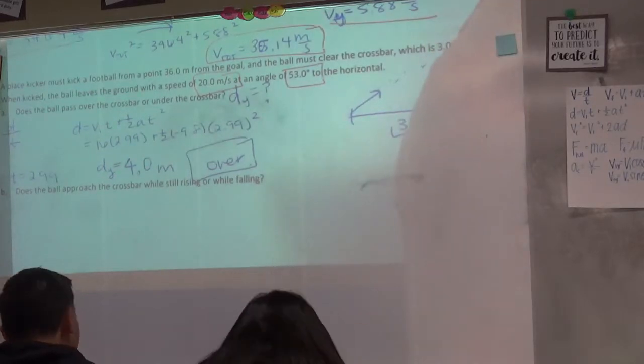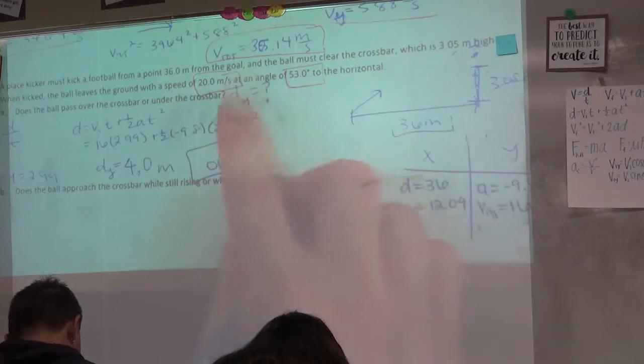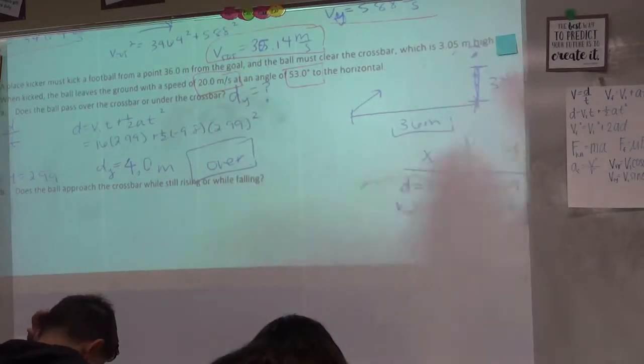Agreed? That was the purpose of finding the y height, because I wanted to know, did it go above or below? We okay with this?